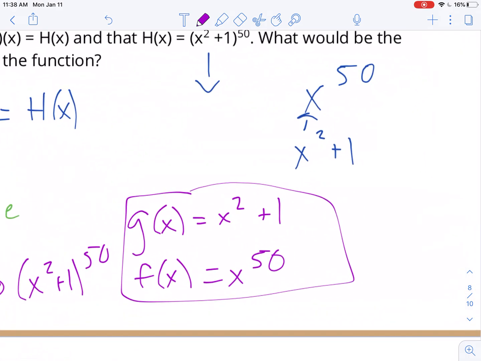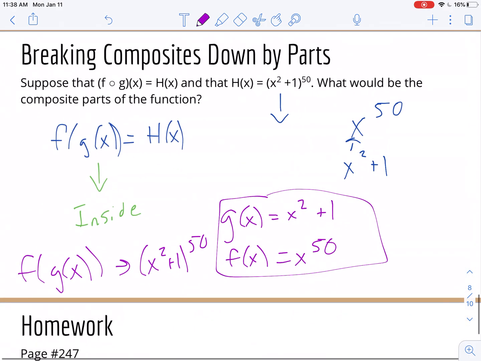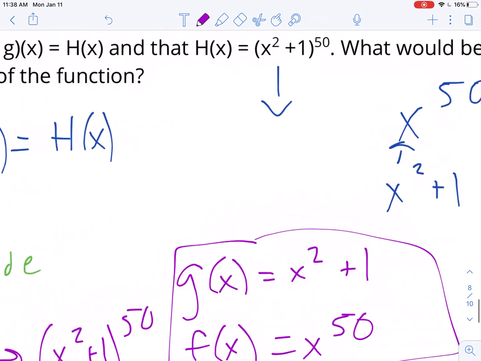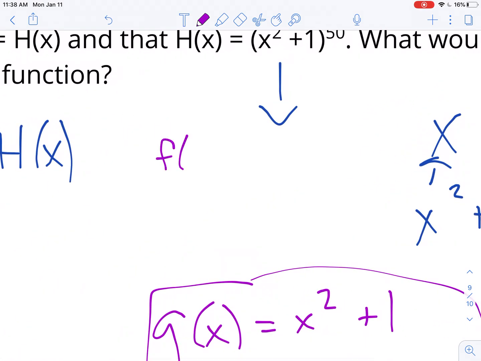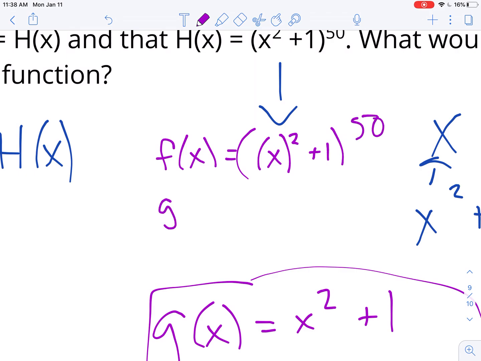I could make another composite part of this function, which is, bear with me here, I could say that f of x is in fact x squared plus 1 to the 50th power, and I could say that g of x is equal to x. And when I plug that in, that works out. I don't really like that. That's kind of cheating. I could always just say my g of x is equal to x or whatever.